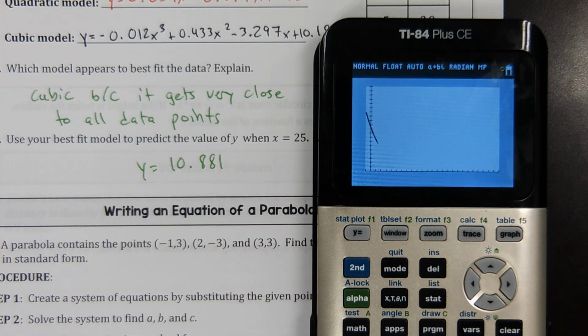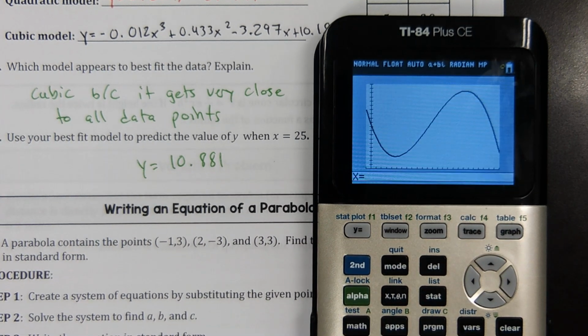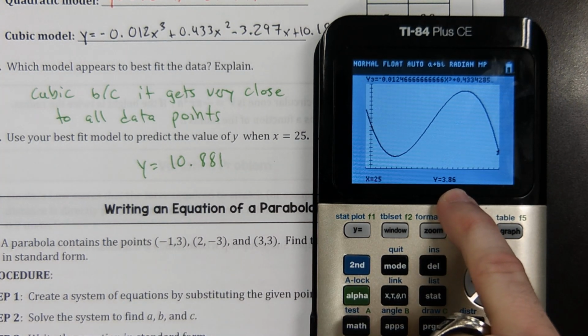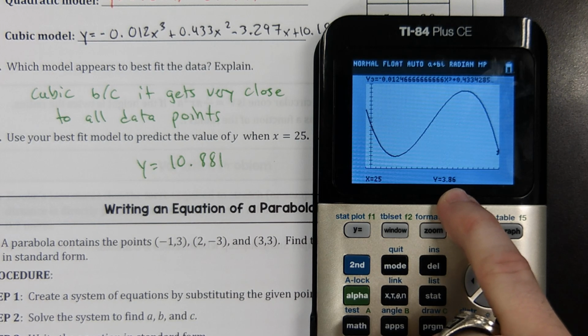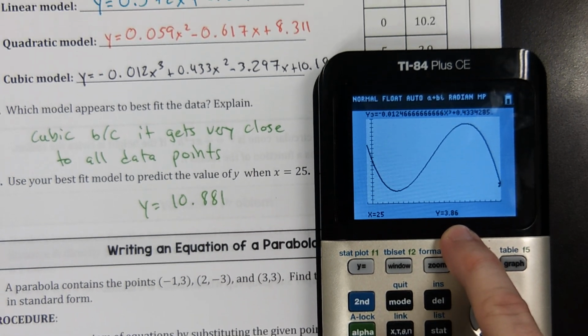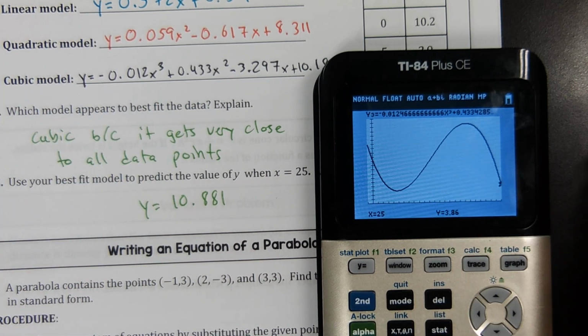So I'll change it all the way out to 25, and now it'll let me plug in x equals 25. But when I do, I get a number that's wildly different from 10.881. Second trace value at x equals 25, and it says the answer is 3.86. So wildly different. Goes to show you how much things change when you round to 3 decimals. But that's what we were instructed to do, so that's what we did.